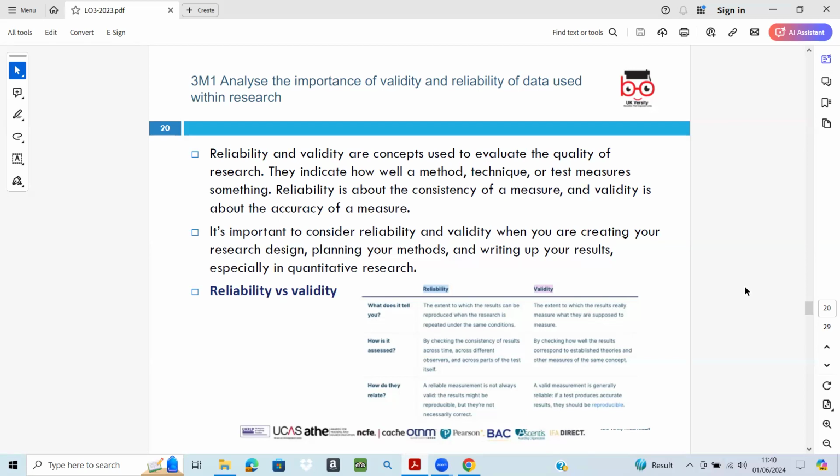If we discuss it in the context of research, in quantitative research it is crucial to consider reliability and validity during the design phase to ensure that the measurement tools are appropriate and trustworthy. The researchers need to plan methods carefully, use standardized instruments, and conduct pilot testing to establish reliability and validity before collecting the data. So these all are the important aspects.